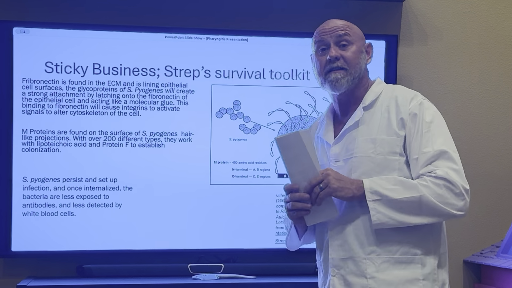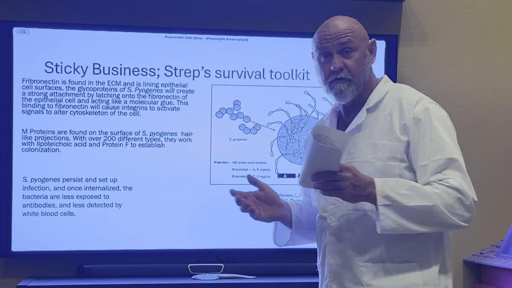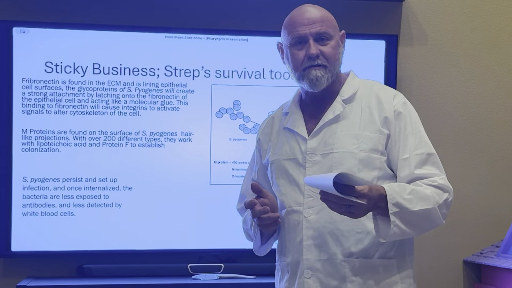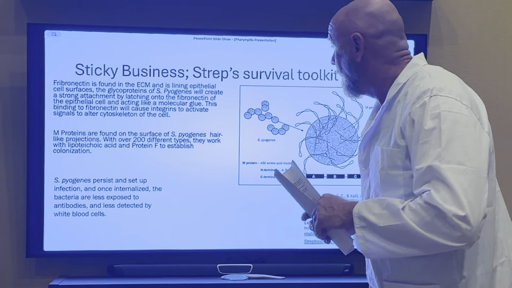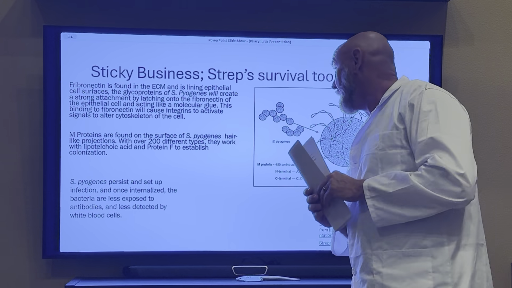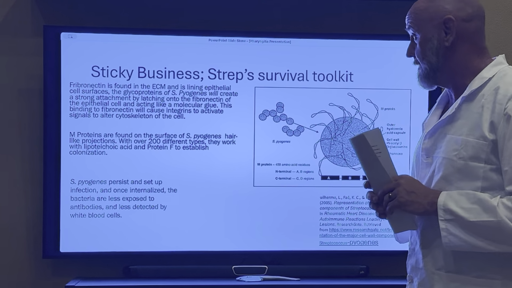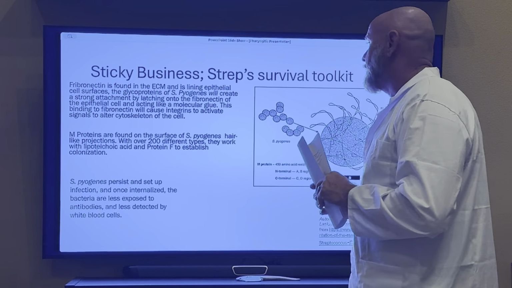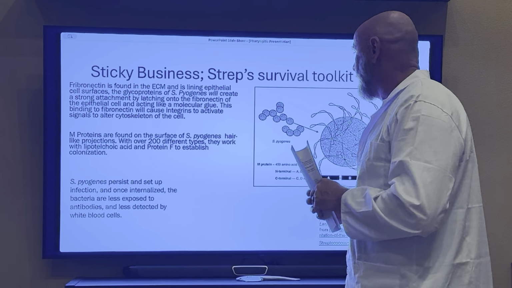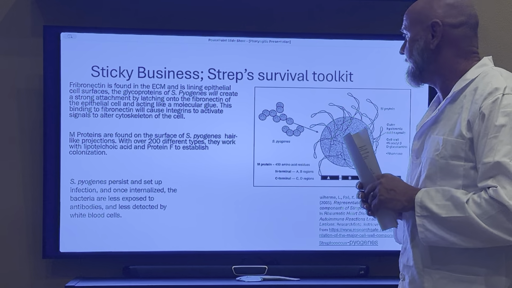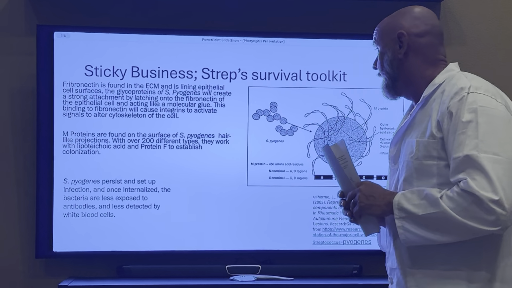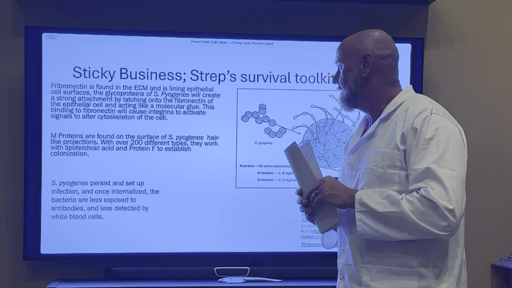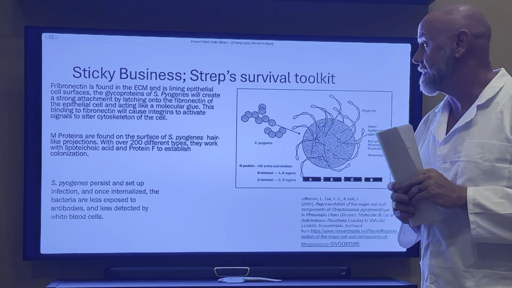The infection detective just decides to explain this to the young man, medical terminology, so he understands the illness his girlfriend has encountered. Fibronectin is found in the ECM and is lining epithelial cell surfaces. The glycoproteins of S. pyogenes will create a strong attachment by latching onto the fibronectin of the epithelial cell and acting like a molecular glue. This binding to fibronectin will cause integrins to activate signals to alter the cytoskeleton of the cell.